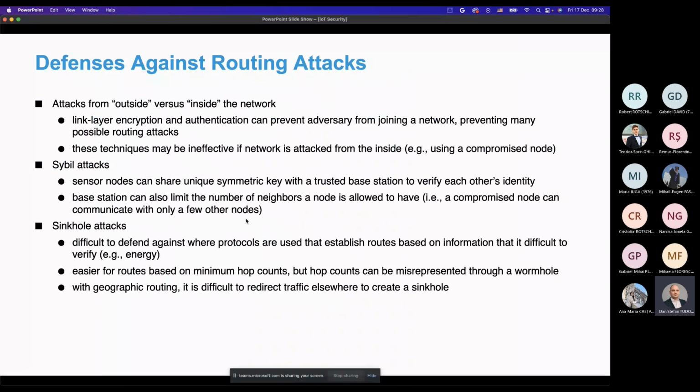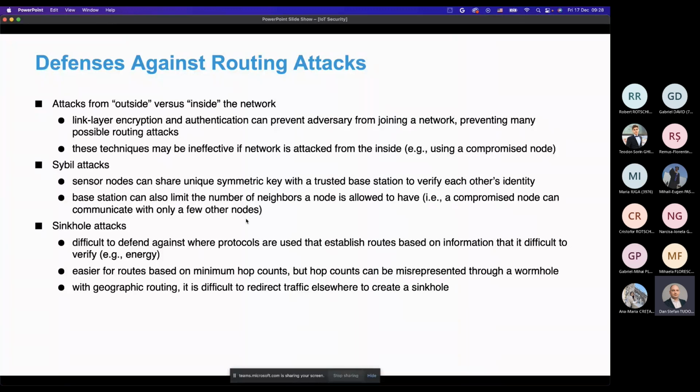Now, how do we defend against routing attacks? Most attacks are from the outside of a network and can be prevented using a simple link layer encryption and authentication scheme. So you have a globally shared key, and whenever you have a new node joining the network, it needs to have these credentials. Because the adversary is prevented from joining the network, attacks such as selective forwarding or sinkholes, for example, are eliminated through this scheme. However, when networks are attacked from the inside, so for example, using a compromised node, this approach is very ineffective and more sophisticated solutions are required.